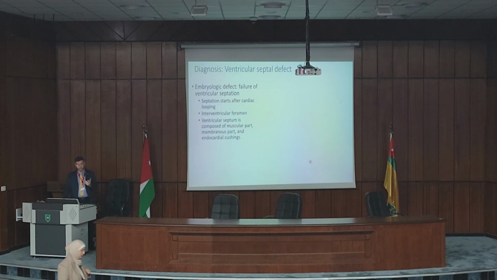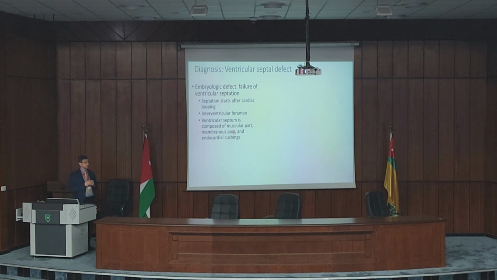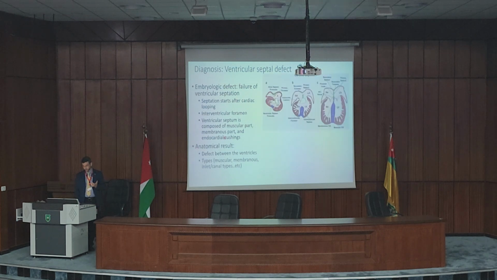So during that septation, you will get the interventricular foramen. There is a primary and secondary, as you have studied, and the ventricular septum has to be completed. One part is the muscular part, and the other two parts are the Cushing's and the membranous part. All have to agree and meet together to form a full ventricular septum. So if a defect happens, then you will get a defect between the ventricles. And that defect can be either in the muscular part, or in the perimembranous part, or in the canal, or in the Cushing's part. Okay.